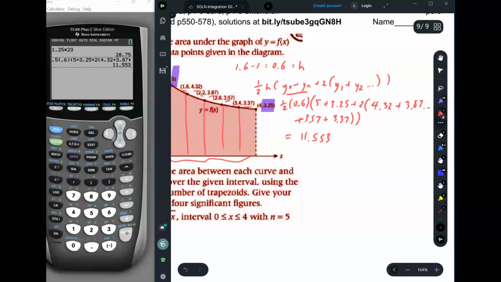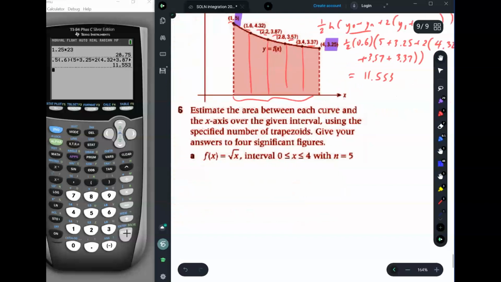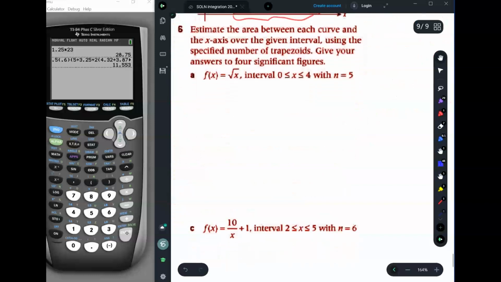Okay, easy, right? All right. Let's see here. Estimate the area between each curve and x-axis over the given interval using the specified number of trapezoids. Give your answers to 4 significant figures. The different thing about this one is they're not telling us all the y coordinates. We need to figure out the y coordinates ourselves.